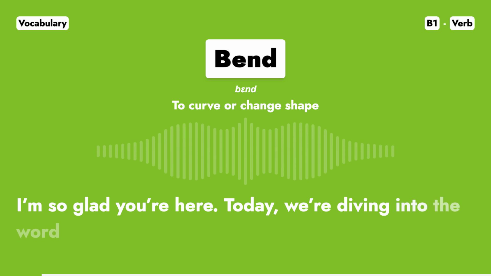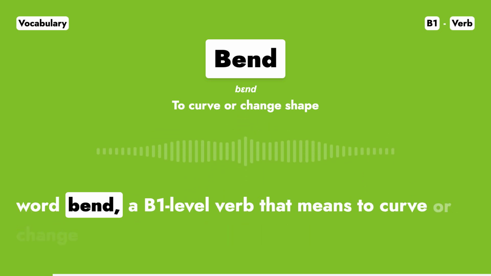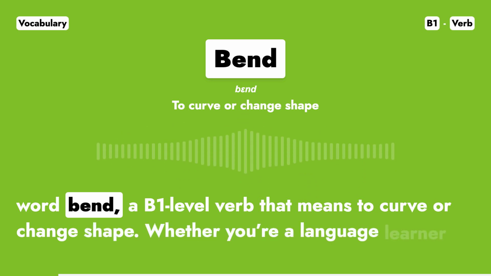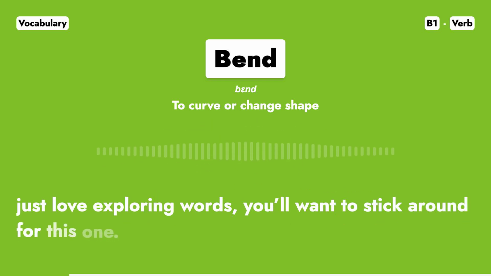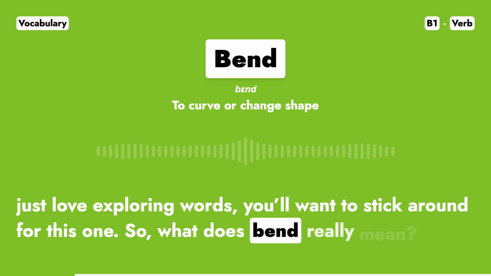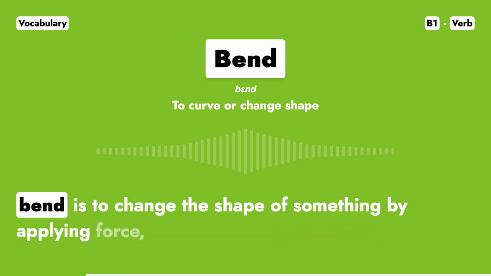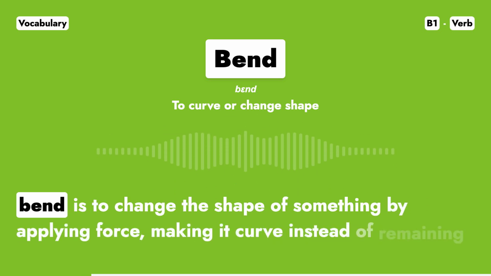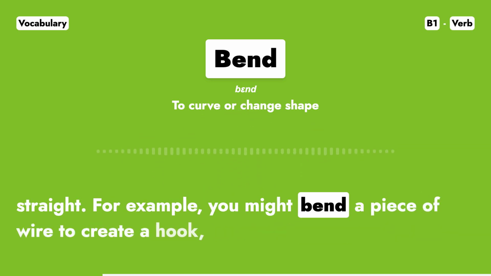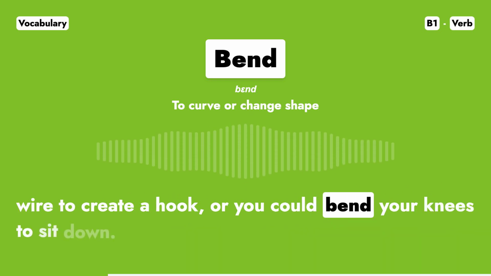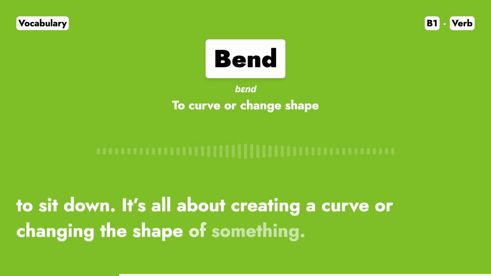Today, we're diving into the word bend, a B1 level verb that means to curve or change shape. Whether you're a language learner or just love exploring words, you'll want to stick around for this one. So, what does bend really mean? To bend is to change the shape of something by applying force, making it curve instead of remaining straight. For example, you might bend a piece of wire to create a hook, or you could bend your knees to sit down. It's all about creating a curve or changing the shape of something.